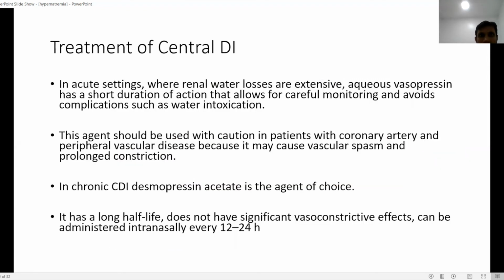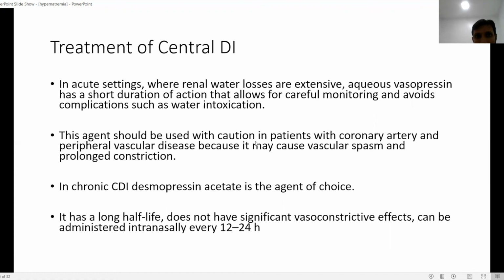Coming to the treatment part. Treatment of central diabetes insipidus may be in acute setting or in chronic setting. In acute setting, where renal water loss is very extensive, aqueous vasopressin has a shorter duration of action that allows for careful monitoring and avoids complications such as water intoxication.